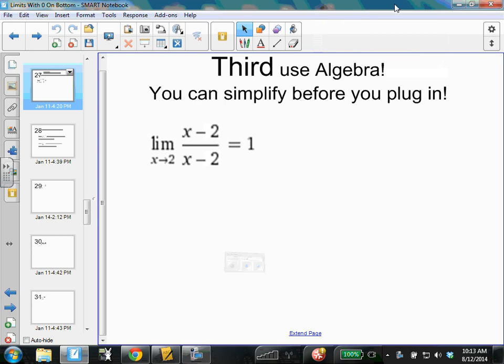So in the past couple of classes, we looked at using some graphs, and we talked about some trigonometric functions. And so now we're going to look at yet another option, and that is to simplify before.